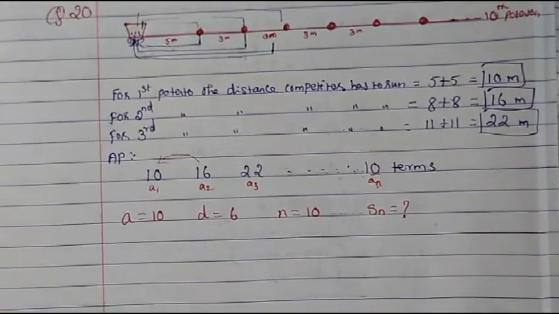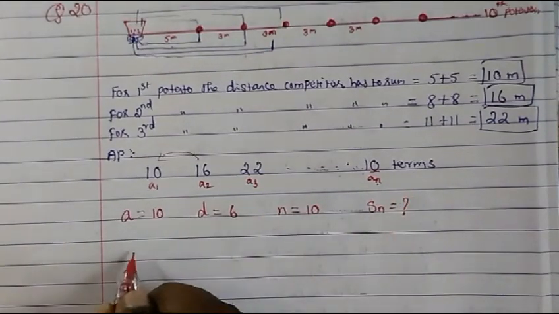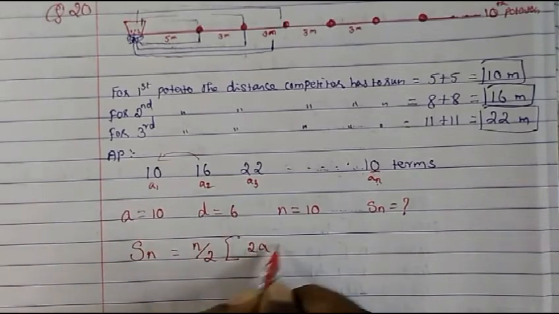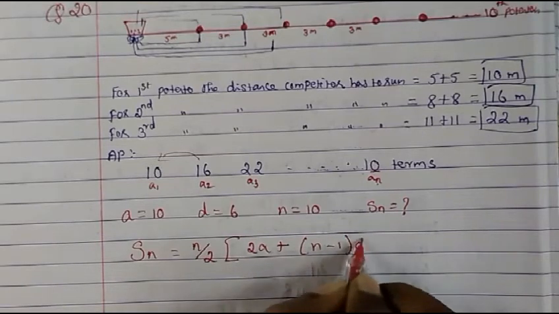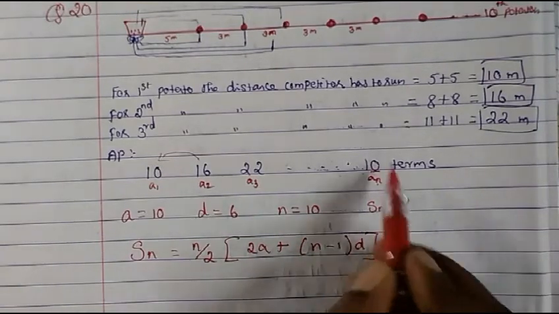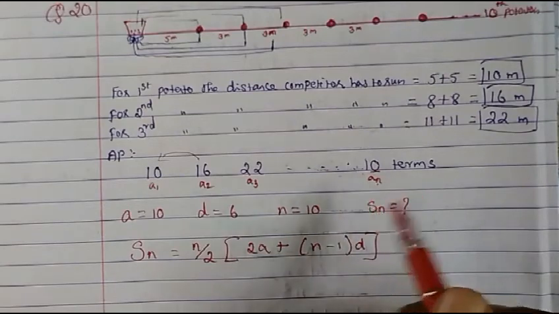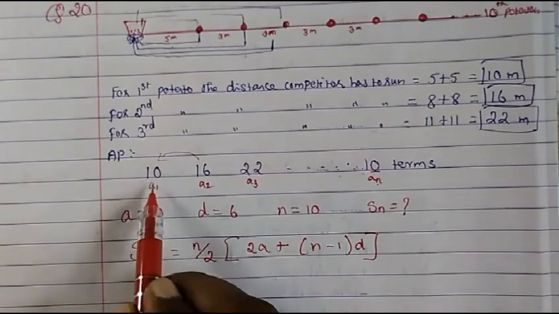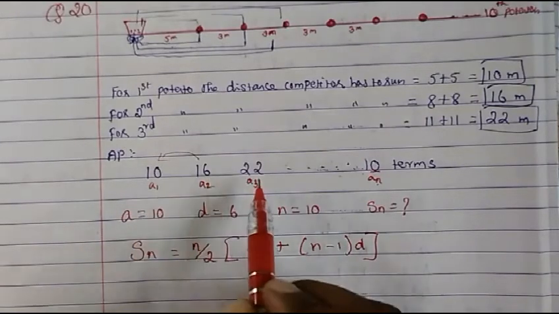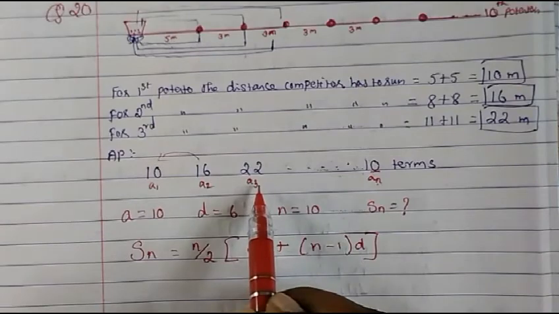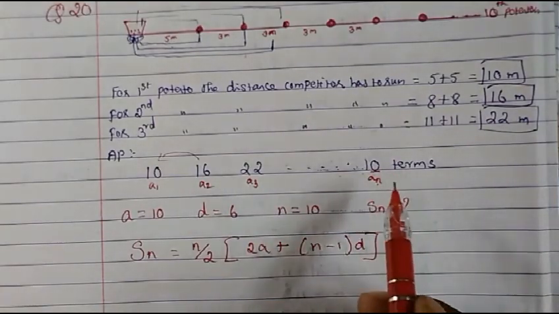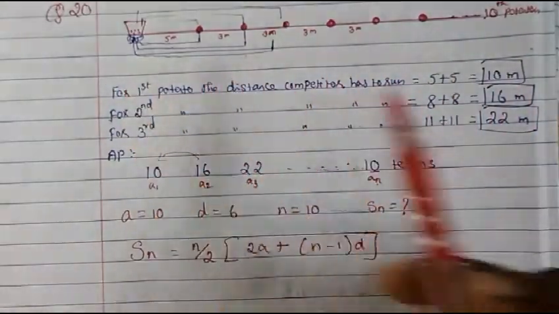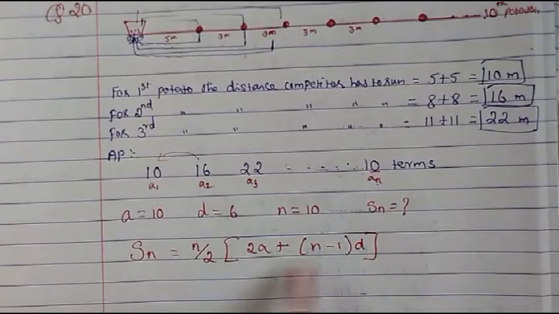Now we have to find out the total distance, so the Sn value we have to find out. What formula will we use? We don't know the last term, so we will use the formula Sn = n/2 [2a + (n minus 1)d], because we don't know the last term. This is the 10th potato, right? We don't know how much distance she has to travel for the 10th potato. The first potato we know 10 meters, second potato 16 meters, third potato 22 meters. The 10th potato is the last, and how much distance she has to travel, we don't know. That's why we use this formula.